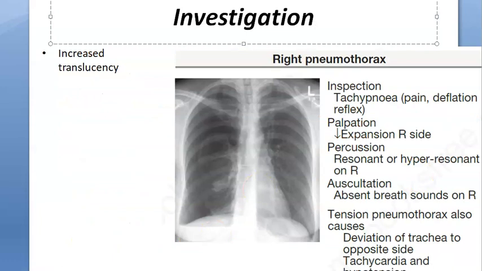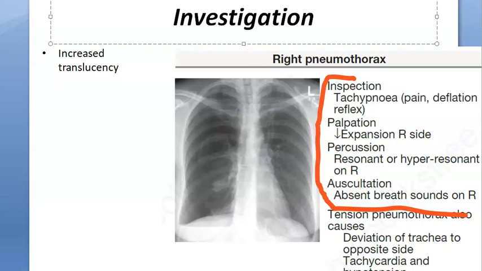These 4 points are also clinical features only. So look at them. Inspection, you will see that that person is in pain, tachypnea. He has some deflation reflex. Palpate, when you palpate the side, or when you just see his lung expansion or chest expansion on right side, it will be reduced. When you percuss, resonant, hyperresonant on the side that there is pneumothorax, auscultation on the side that there is pneumothorax, you will see absent breath sounds.